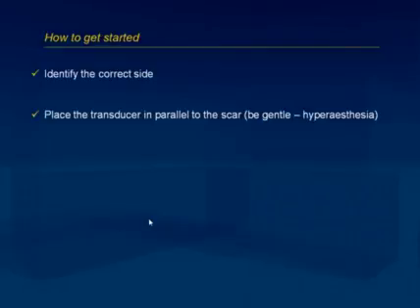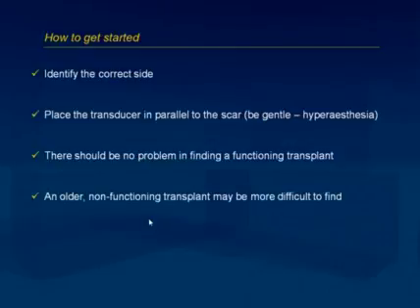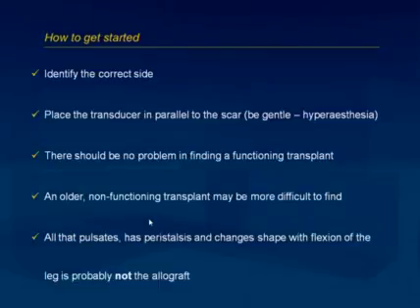This is because nerve damage has occurred during surgery, and quite a few patients are very sensitive there, so be gentle and the patient will be your friend. There should be no problem in finding a functioning transplant, and by this stage you should have found the transplant alright. In a non-functioning transplant, a patient who has already returned back to dialysis, that may be quite a bit more difficult to find, and the following rules may help.